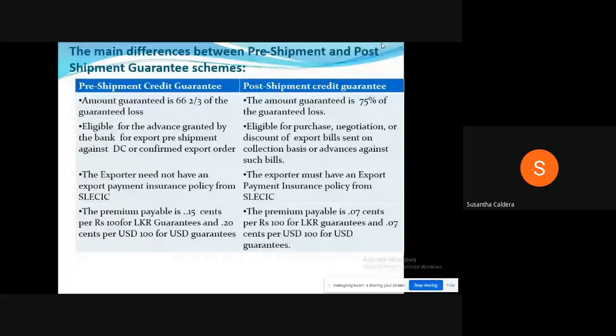Is 15 cents per 100 rupees. 15 cents per 100 rupees කියන්නේ කොච්චරද? 0.15 divided by 100 කියන්නේ 0.0015. 0.0015 තමයි අපිට එන්නේ rate එක, premium එක.